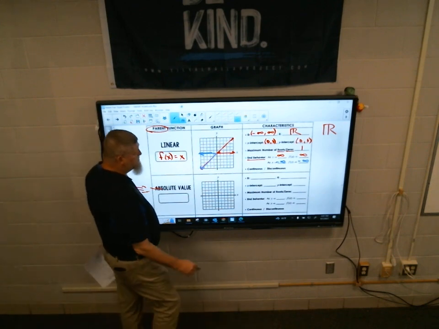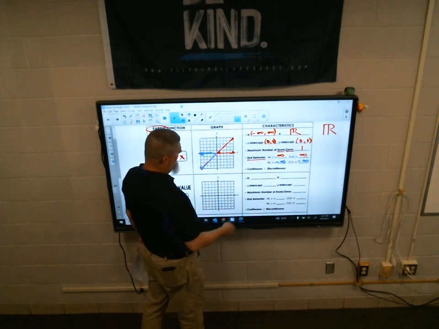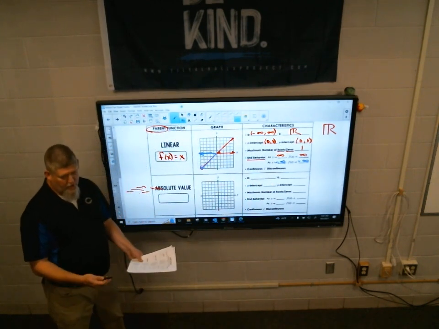So in end behavior, the first one will always be as x goes to infinity. The second will be as x goes to negative infinity. What's happening to the y? Is it getting bigger? Is it going to a number?